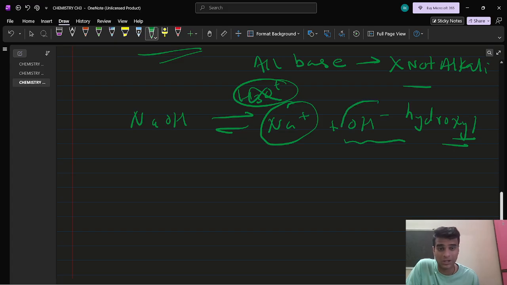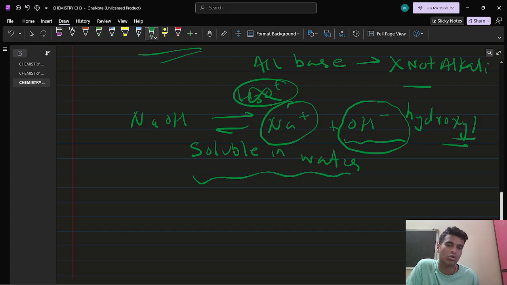Why specially called an alkali and not a base? Because it is soluble. These are soluble in water. Bases are not soluble in water. Hydroxyl or hydroxide both are allowed. Hydroxyl or hydroxide both mean the same, OH minus. So this is the definition of alkali.